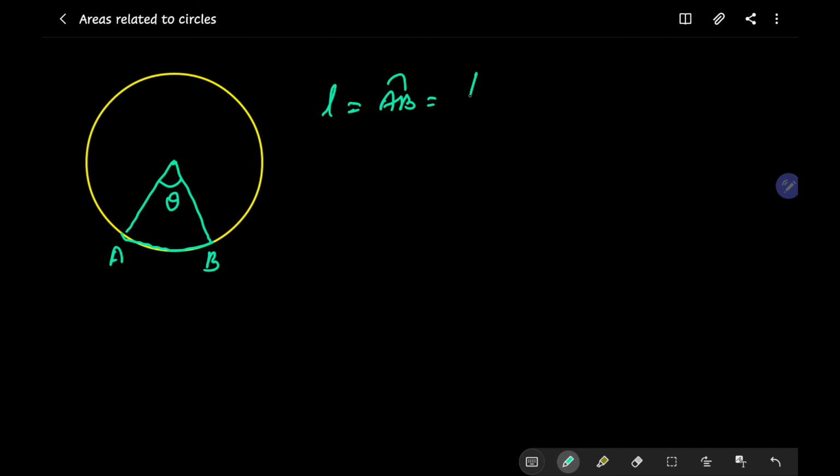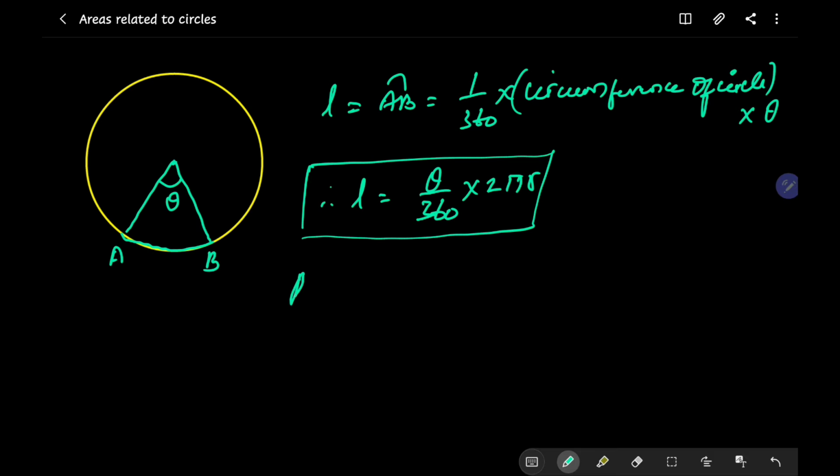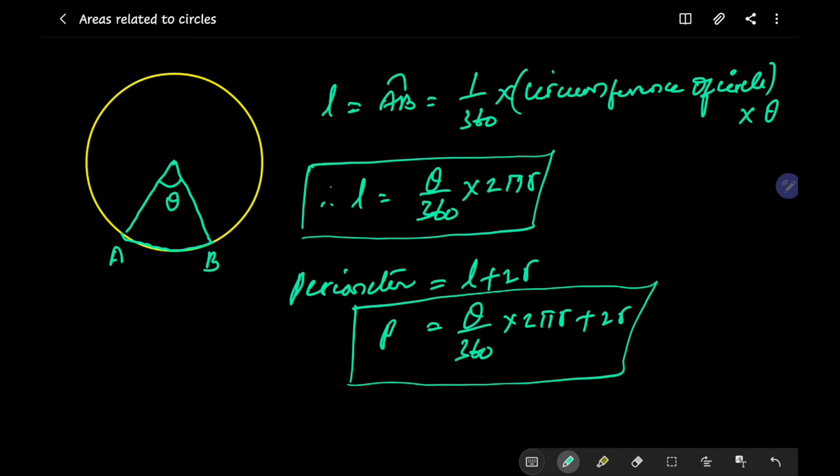With the same logic we applied earlier for the area of the sector, we can conclude that for a sector of central angle theta, the arc length AB will be L equals theta by 360 into 2 pi r. And as the perimeter is L plus 2r, it is equal to theta by 360 into 2 pi r plus 2r. Now let's solve a few problems on the formulas we have discussed so far.